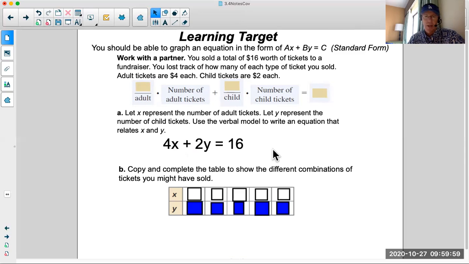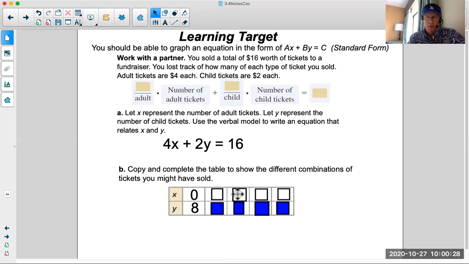In this case, can you sell half of a ticket? No. Okay, so what if you sold 0 adult tickets? How many child tickets would you have had to have sold to get to 16? Well, 4x becomes 0, so we'd have just 2y equals 16, divide both sides by 2, and y would equal 8. And that should make sense, right? Because $2 times 8 tickets is $16.